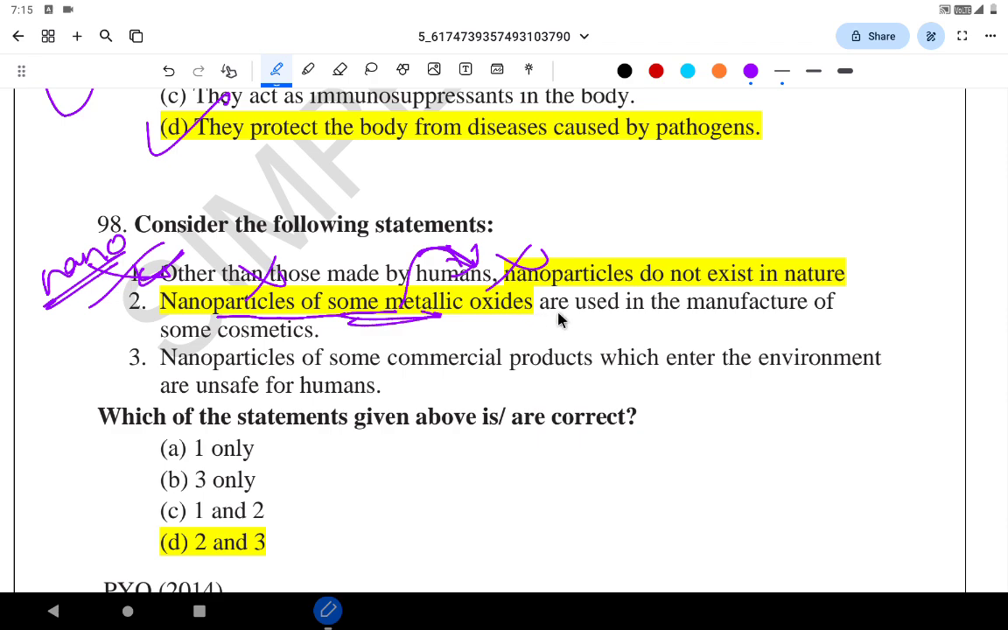Nanoparticles of some metallic oxides are used in the manufacture of some cosmetics. Correct. Nanoparticles of some commercial products which enter the environment are unsafe for humans. See, some are unsafe. Correct. Again here, 2 and 3 are correct.